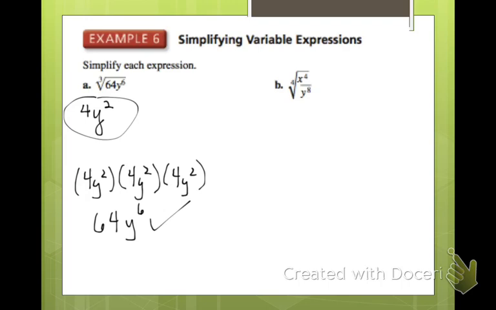Now write down the next problem. We've got the 4th root of x to the 4th divided by y to the 8th. Remember the properties of radicals that we can rewrite that as the 4th root of x to the 4th divided by the 4th root of y to the 8th. So the 4th root of x to the 4th is simply x. You can think of it as how many groups of 4 x's are there in x to the 4th? Well, there's just one, x to the 1st.